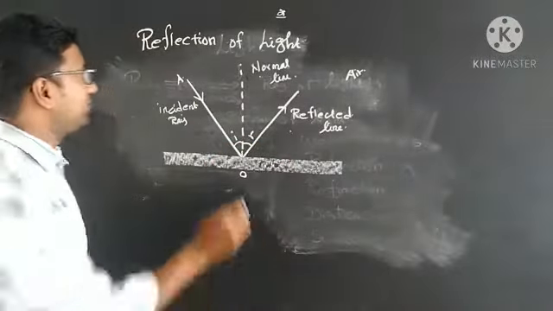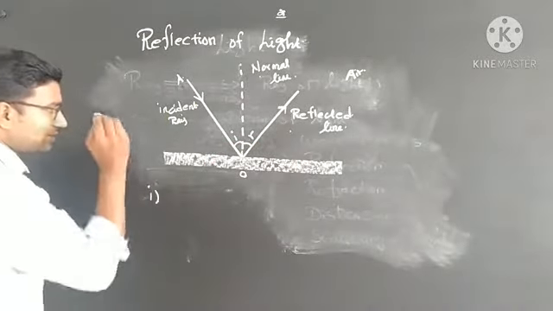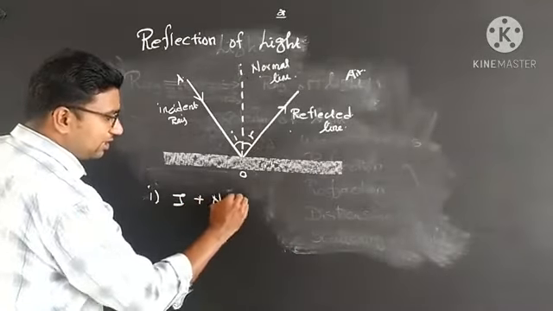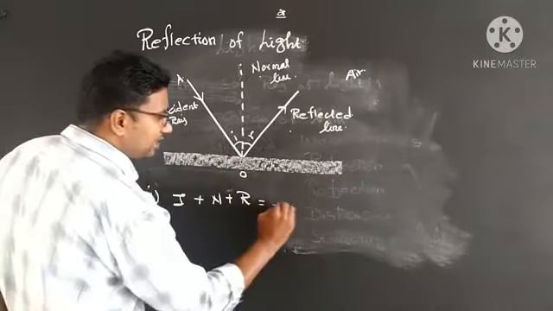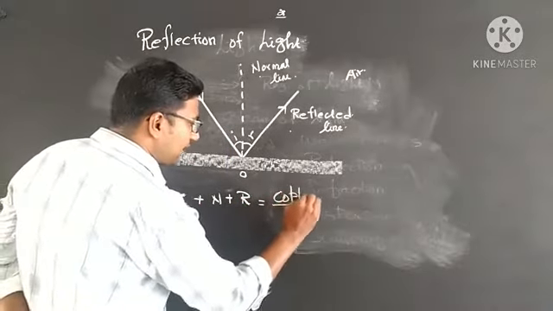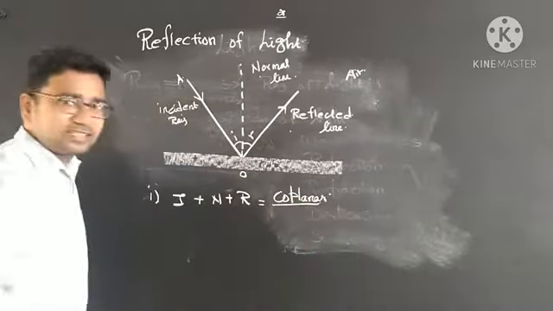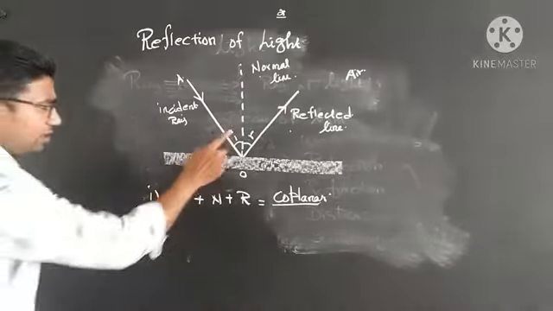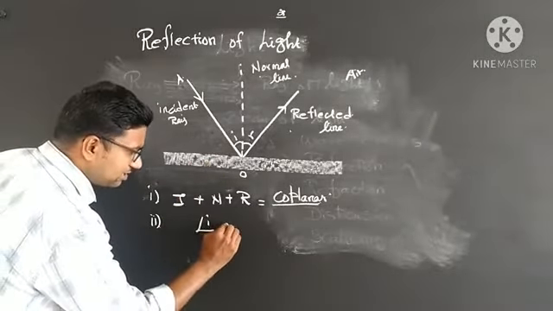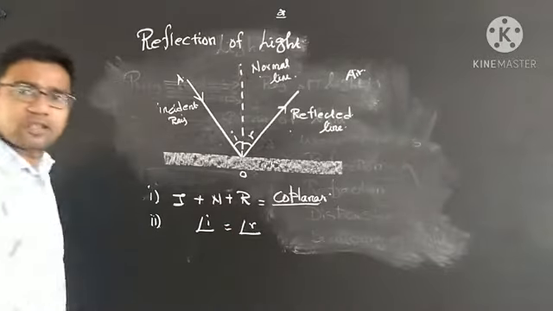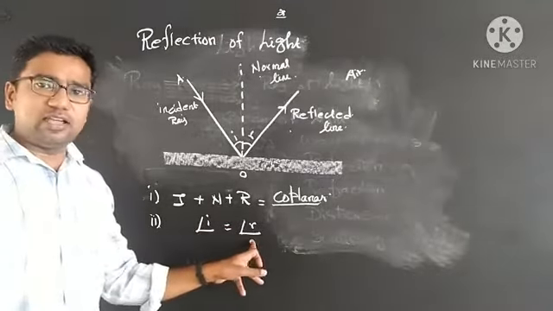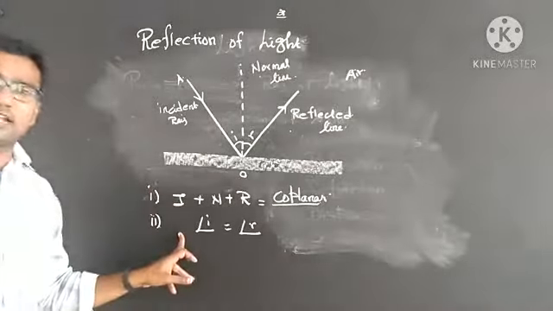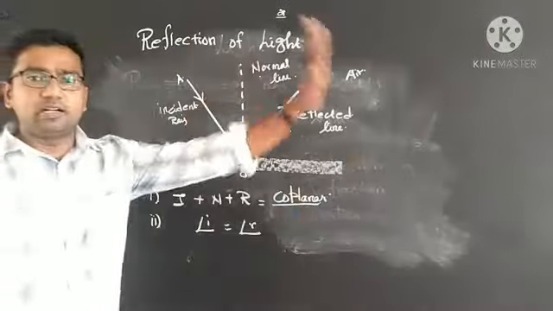This is the first condition for the reflection. The first condition is that the incident ray, the normal line, and the reflected ray should lie in the same plane. That is coplanar. And the second condition is the law of reflection: angle I is equal to angle R. The angle of incidence is equal to the angle of reflection. When these two conditions are satisfied, then only the reflection will occur.